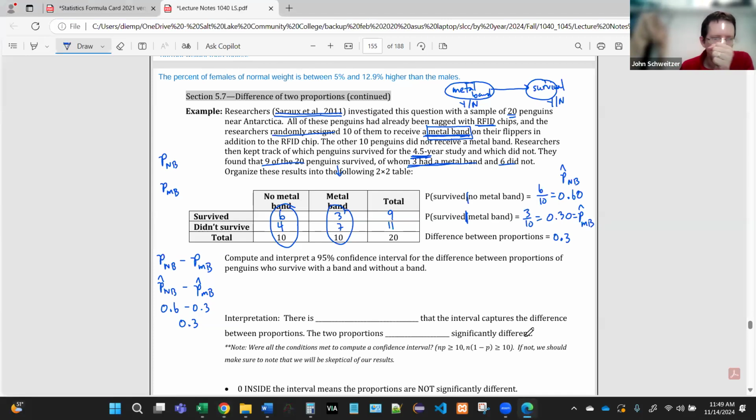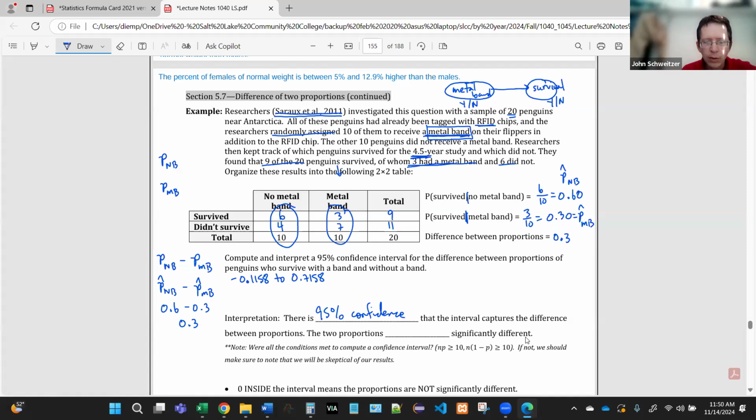So let's write those numbers down. It's telling us that the interval ranges from negative 0.1158 all the way to 0.7158. So about negative 12% all the way up to 72%. So it's a huge interval, right? We've computed it. Let's interpret it now and see what we think about this. So there's 95% confidence that the interval captures the difference between proportions.